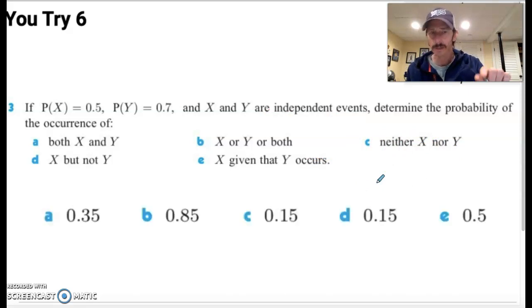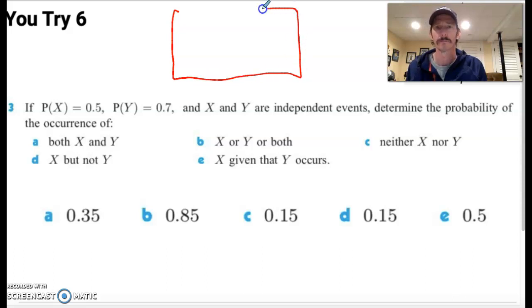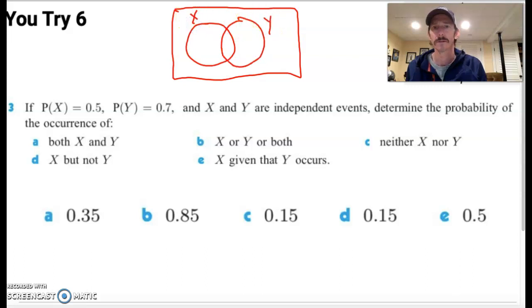Okay, here are your answers for each one of them. And if you needed to figure out a little Venn diagram for this, which may have helped with some of these, you could have had X and Y, and because they're independent, I know this little overlap in here, which is X and Y. I know that I can get that by multiplying these two. So if I multiply those two together, I would get 0.35.